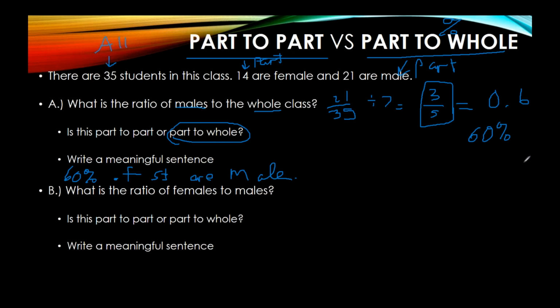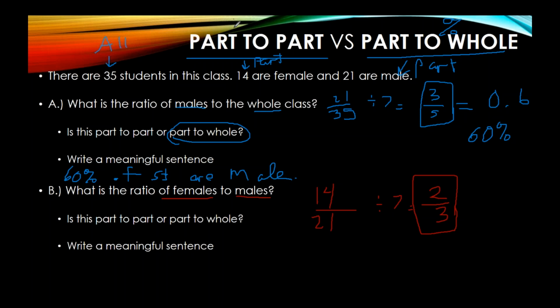Okay, then we go to letter B, which says, what is the ratio of females to males? Well, females comes first, so the females go on the top. Males come second, so males on the bottom. Again, both of these numbers are reducible by 7, so I end up with our favorite fraction of the day, 2/3. Is this part to part or part to whole? Part to part, exactly, because both males and females are part of the class.